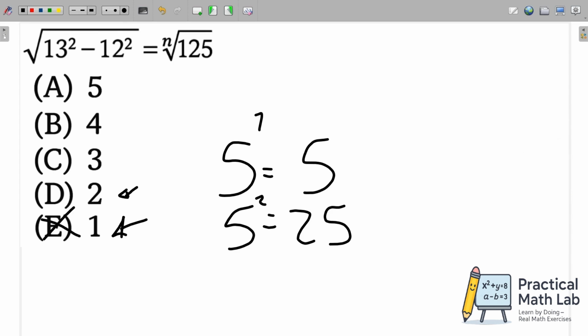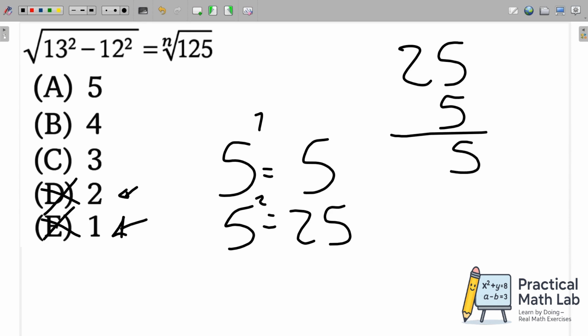Also now, 5 to the power of 3. Since 5 squared is 25, then it's 25 times 5. 5 times 5, 25. Go up 2, 5 times 2, 10. And 2, 12. 125.